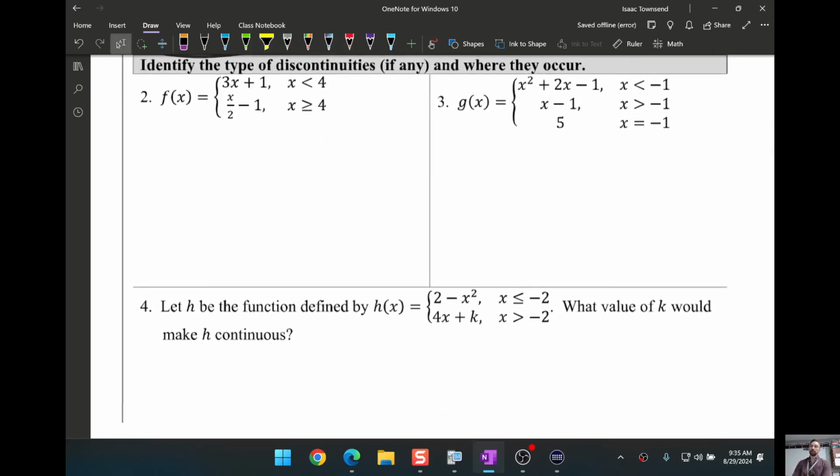Okay, we're going to look at the rest of this page and then we'll call it quits here and then go back to the practice.